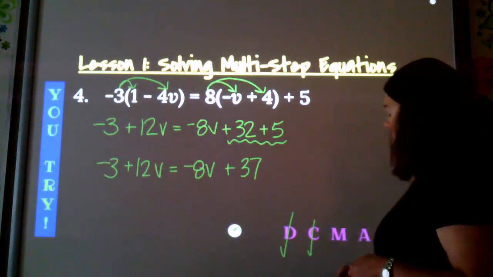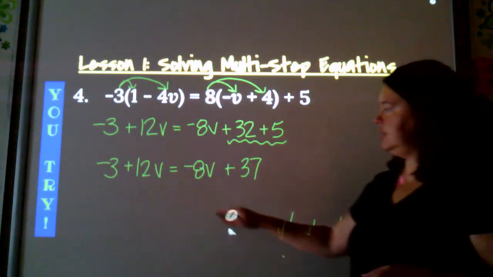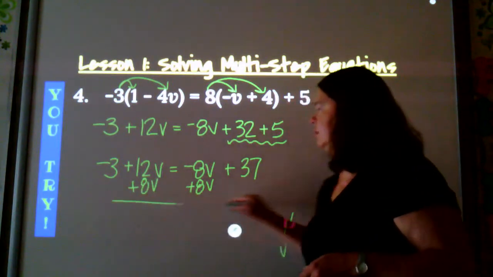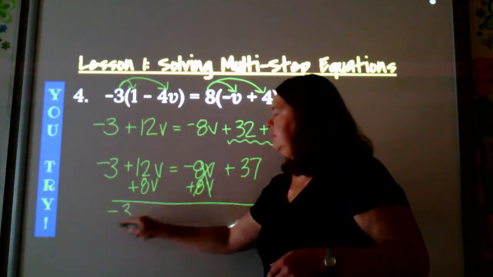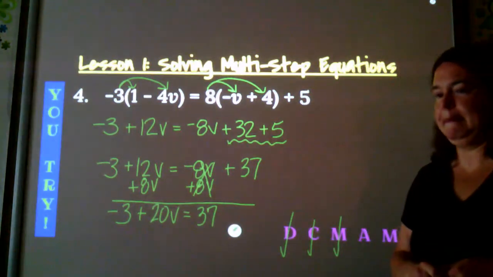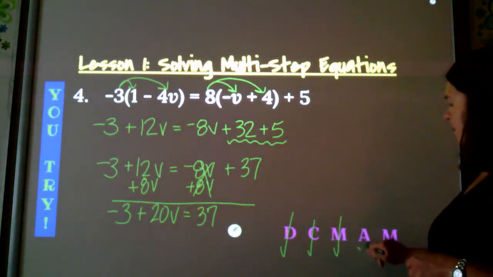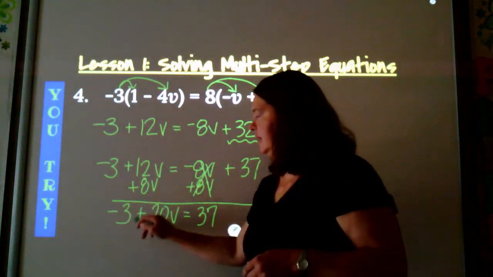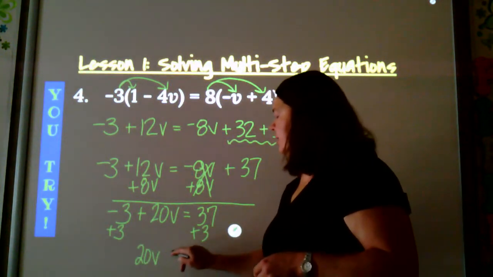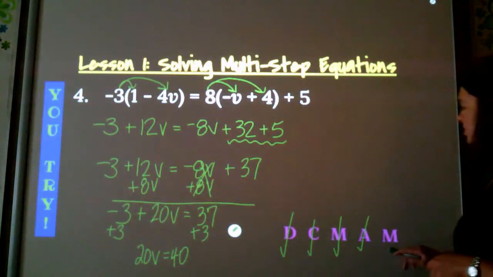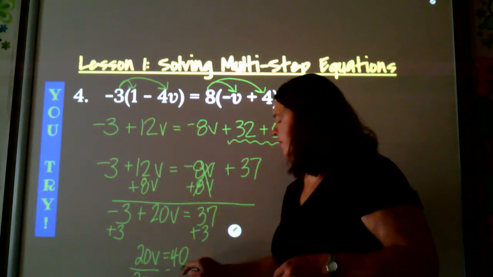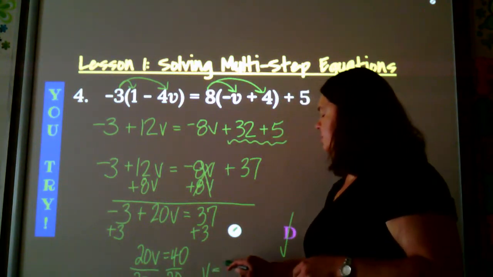And then I'm going to move my variable. I'm going to move this -8V. I'm going to add 8V. There's my 0 pair. -3 plus 20V equals 37. I'm going to move with addition. I'm going to move this -3. I'm going to add it to both sides. So I get 20V equals 40. And then I'm going to do my division, because I see multiply by 20. I'm going to divide by 20. So I get V equals 2.